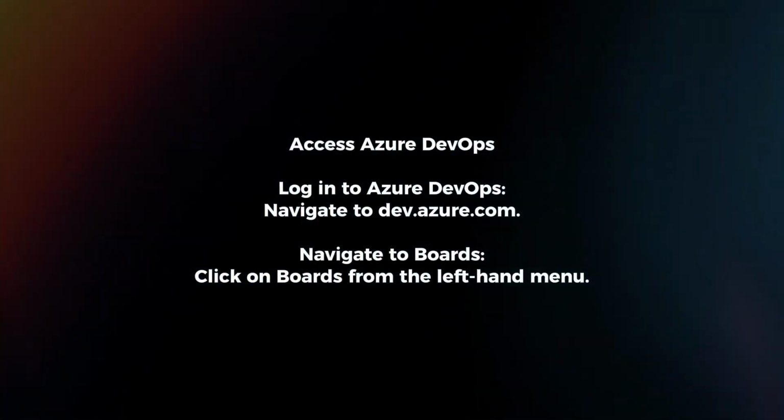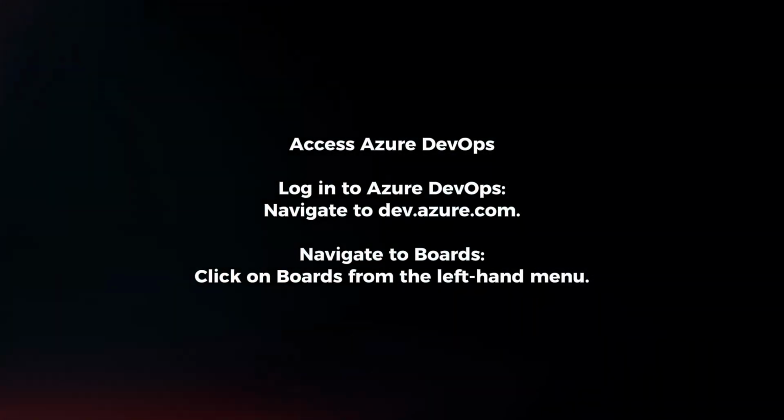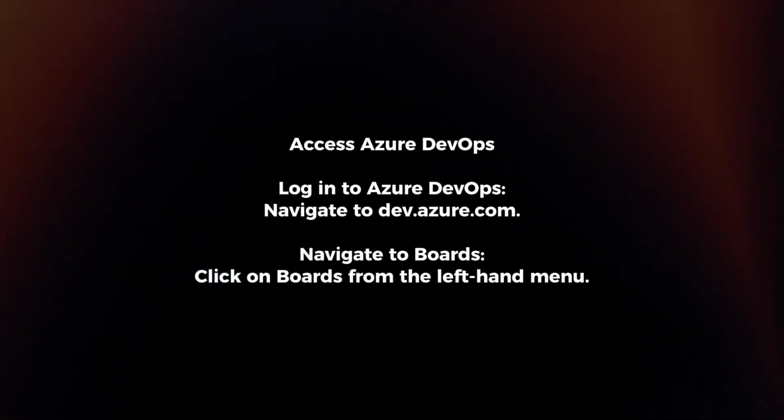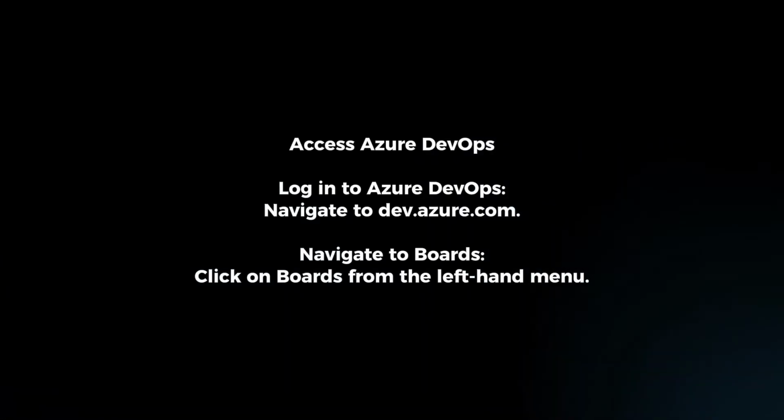Access Azure DevOps. Log into Azure DevOps. Navigate to dev.azure.com. Navigate to Boards. Click on Boards from the left-hand menu.